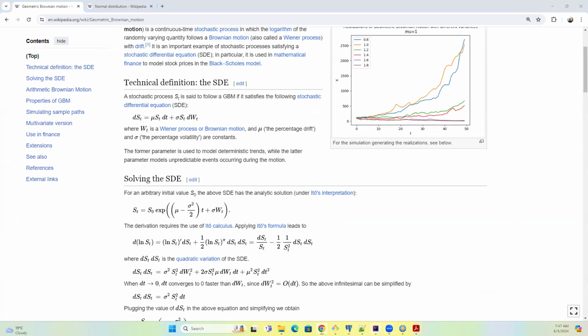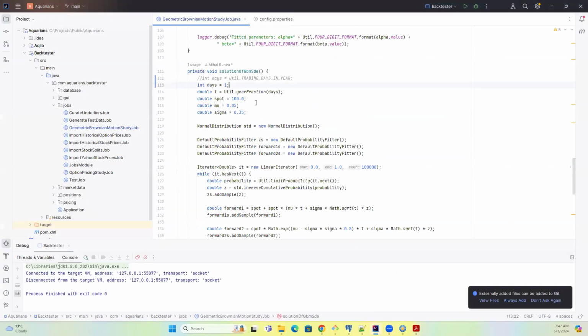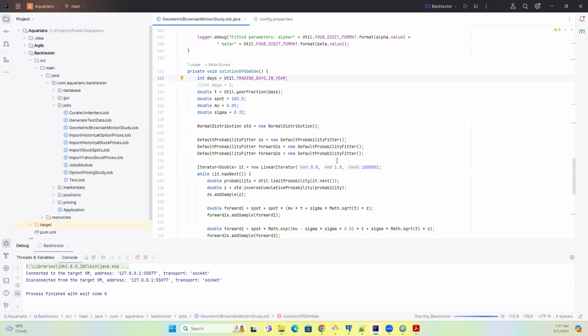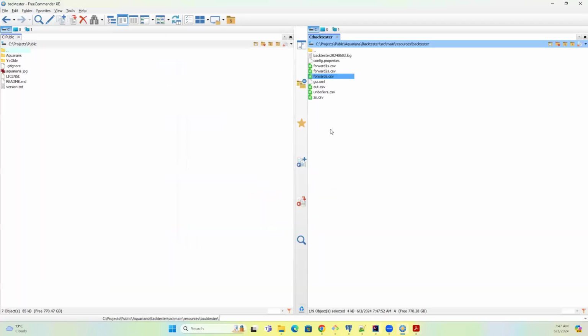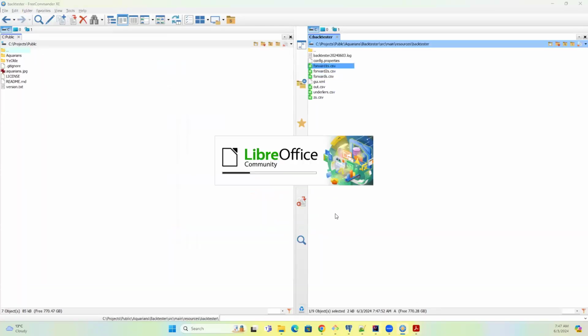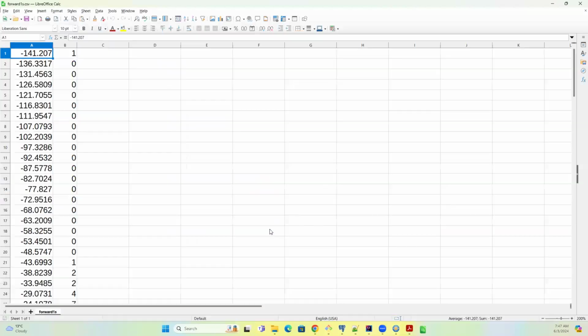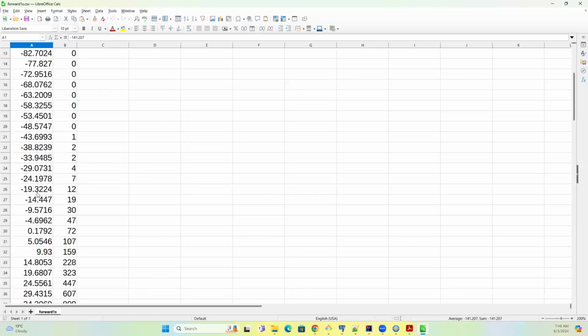Now, what if we increase the time from, let's say, differential time of 1 day to a lot bigger than 1 day, so 252 times bigger. Now, if you run the program again, okay, let's look at the first. And what we notice is that we get negative prices.